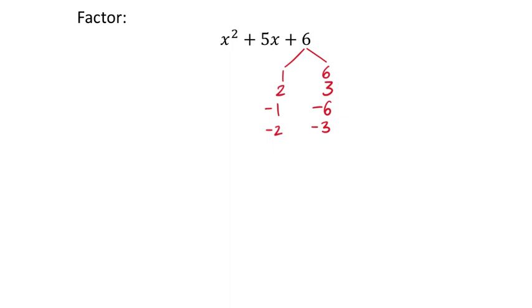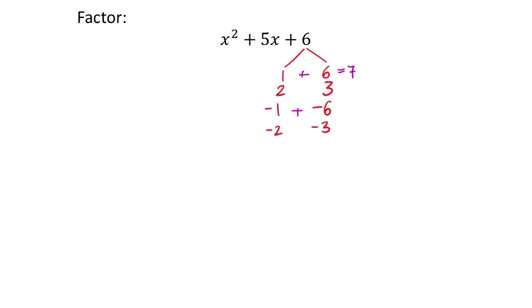I'm going to go through these as well. I'm going to go through all of them because we're looking for one of these pairs to add up to the middle coefficient 5, right? So I say right here, 1 plus 6, boom, that's 7. Now I know that's not going to work. And I'm purposely going to skip the next one because, well, you'll see why.